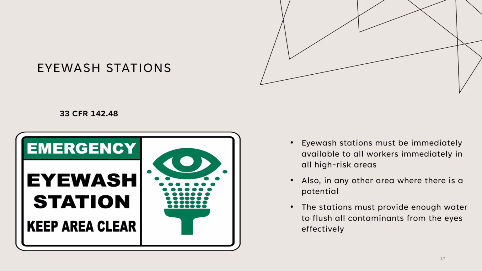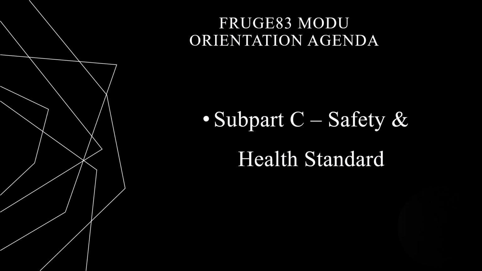Next up is 33 CFR 142.48, which covers eye wash stations. This code states that eye wash stations must be immediately available to all workers in all high-risk areas, and also in any other area where there is a potential hazard. These stations must provide enough water to flush all contaminants from the eyes effectively. That covers subpart B.